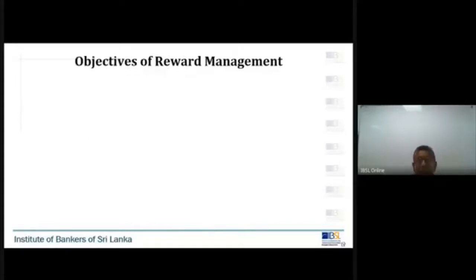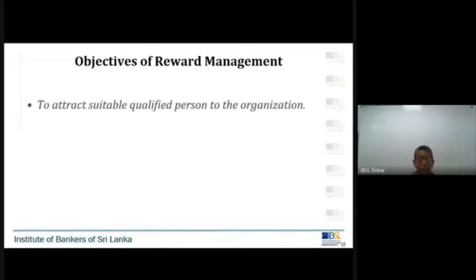So what are the objectives of reward management? Let's look at it. One objective is to get more suitable, qualified people to the organization. You must offer a better salary or better reward. When you go to an organization, you ask what the salary is, what other benefits you will get, whether medical is covered, whether you will get bonuses, a vehicle, something. All these things are called reward, right? So if you have a good reward, it is easy to get qualified people, and they are willing to go to that organization.